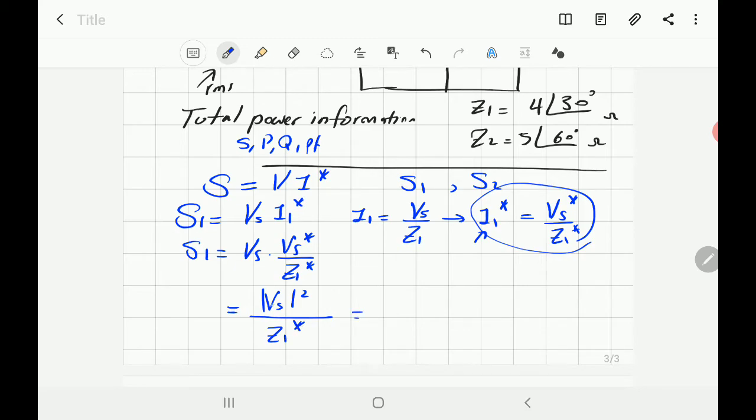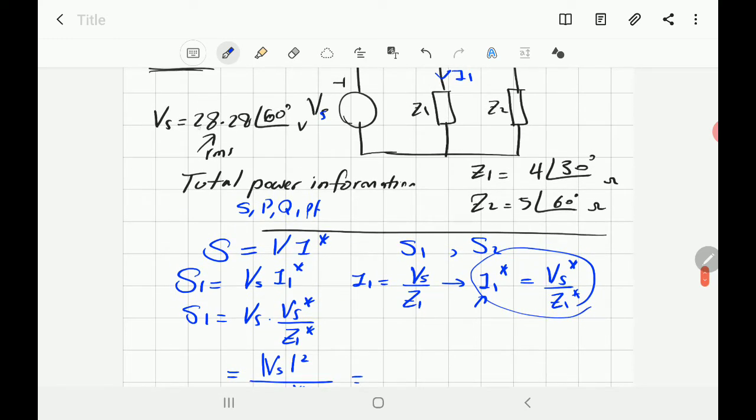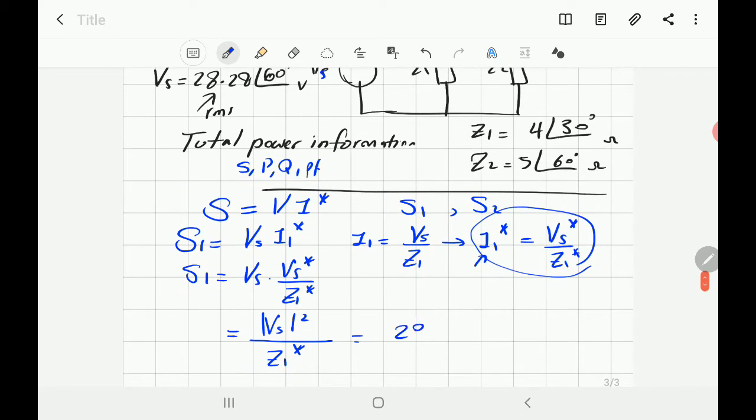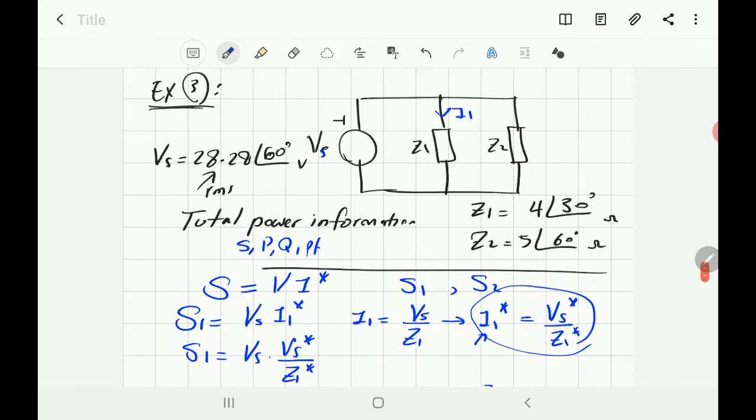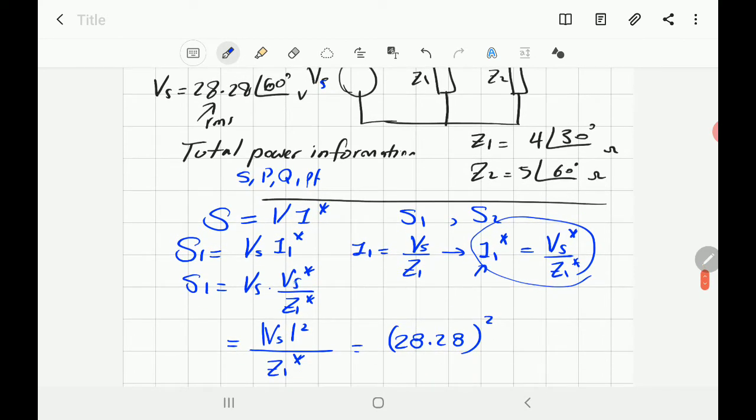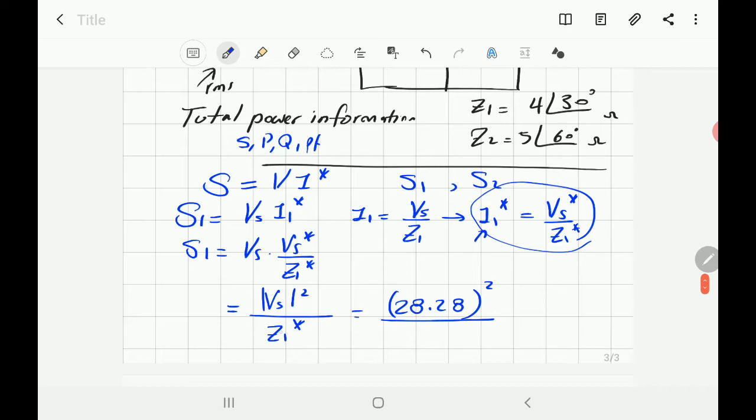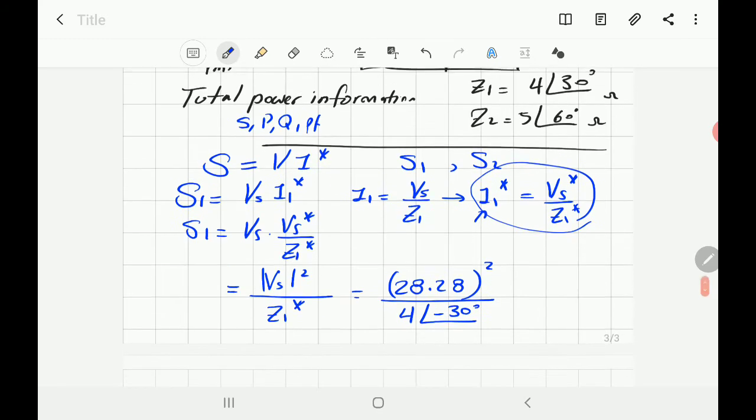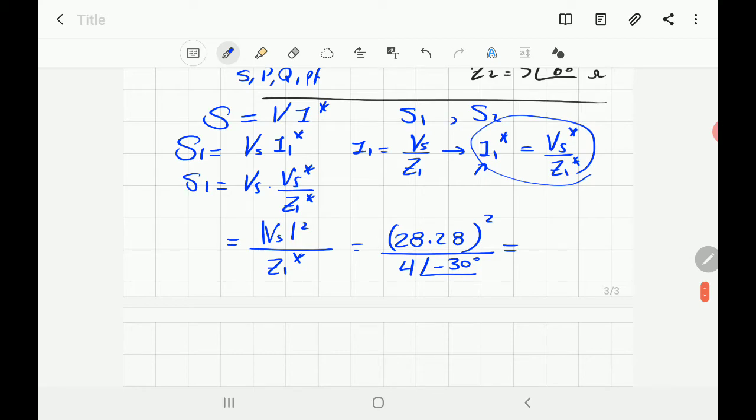Okay. V magnitude squared, V magnitude is 28.28, and you are not going to take any angle because you are only taking the magnitude. Then divided by Z1 conjugate. Z1 is equal to 4 on angle 30, so the conjugate is 4 on angle minus 30. Calculate this expression and you can find S1 as a complex number. It is equal to 200 on angle plus 30.